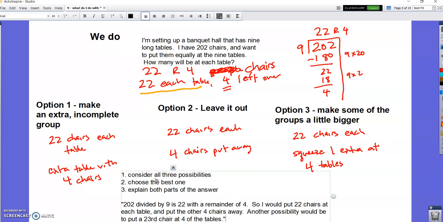As long as you explain what you're doing with the main number and what you're doing with the remainder, we're good. Okay? So that's just about communicating and making sure you do a good job of explaining answers.